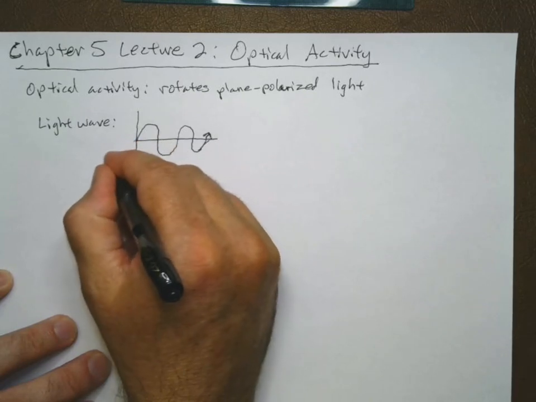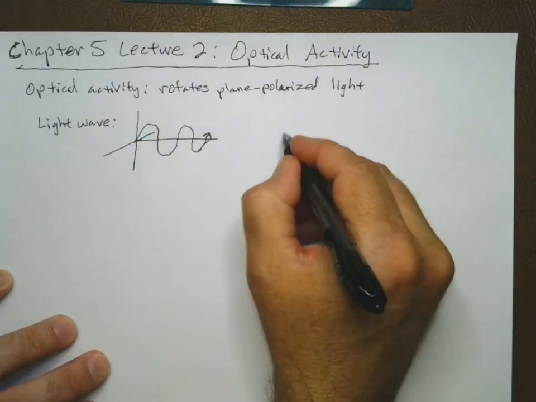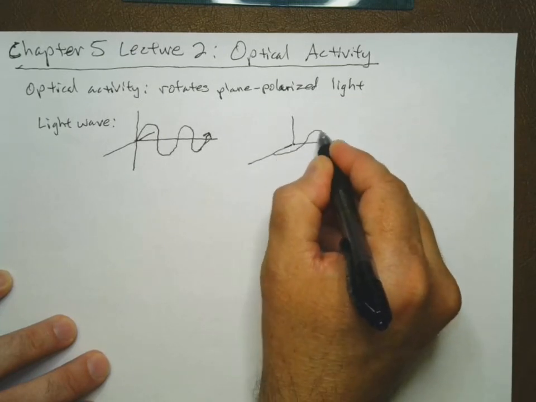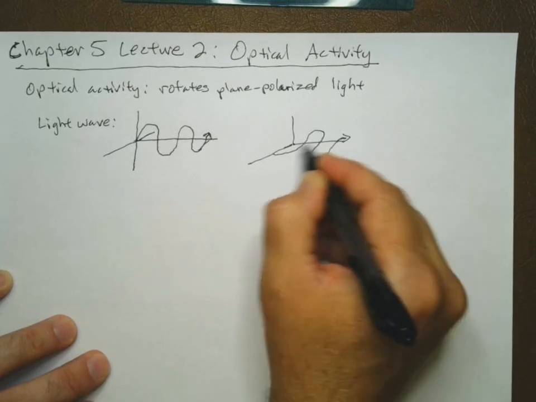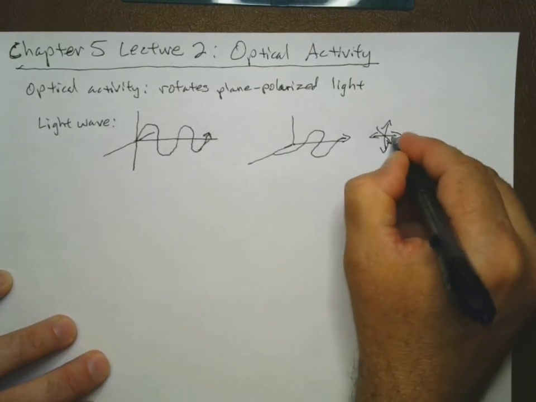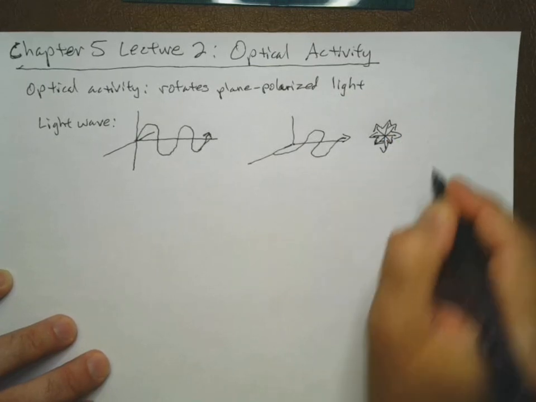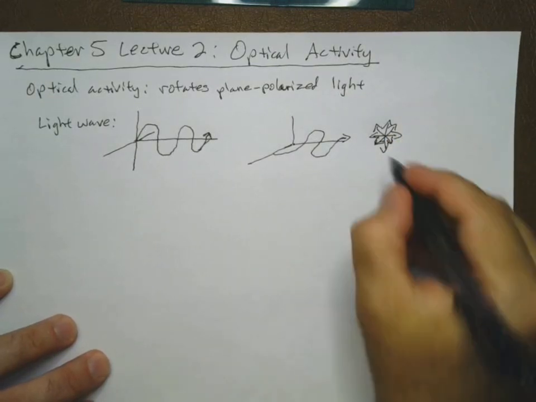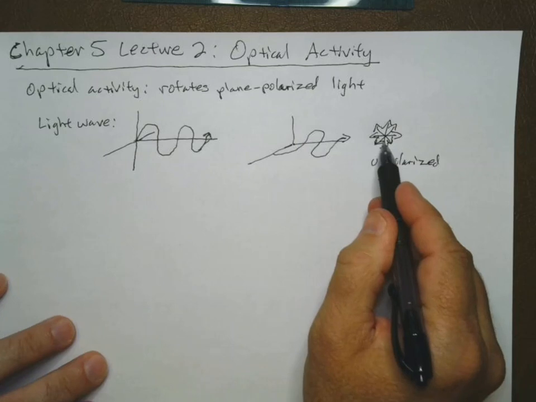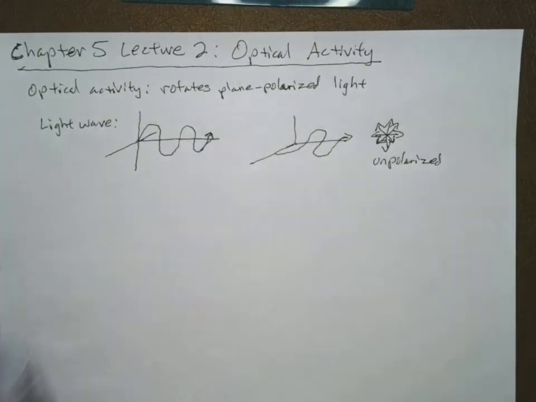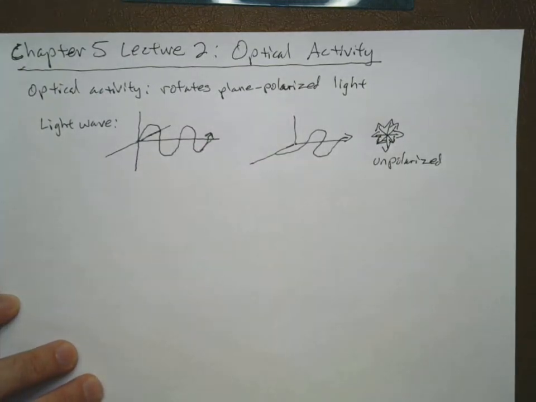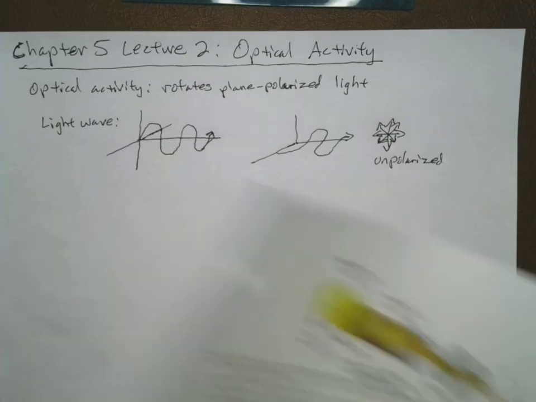But I could add in a third axis here if I wanted to, and maybe I would have light that was like front and back in the plane of the paper. So I could have light that's up and down, I could have light that's front and back, I could have any kind of angle here. And we call that unpolarized light. If we shine unpolarized light through a polarizing filter, we'll filter out everything but one orientation, let's say the up and down orientation of the light.